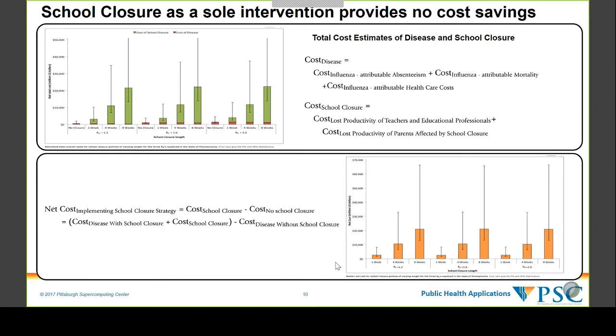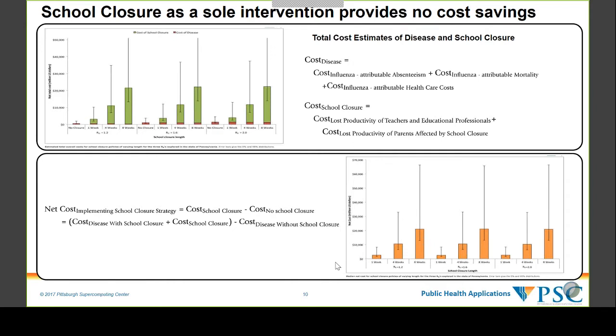The red bar here is the cost of disease, and you can barely see that it's moving. It is moving down in most of these cases because we are saving some influenza cases. But the green bar is representing the cost of school closure, and it starts getting very significant at 8 weeks. And remember I said that we had to go to 8 weeks in order to get a significant decrease in the attack rate. So if we look at the net cost of school closure, in almost every case it is a net cost, in some cases very significant.